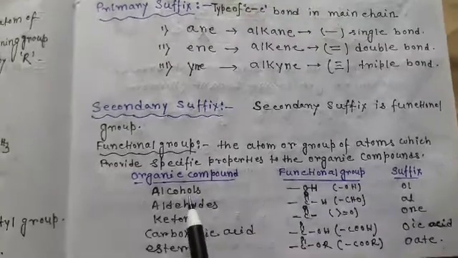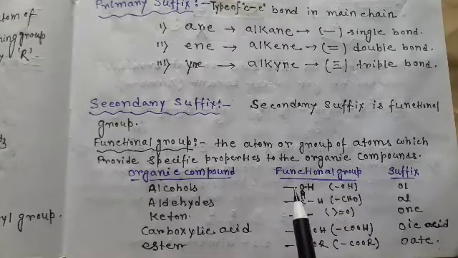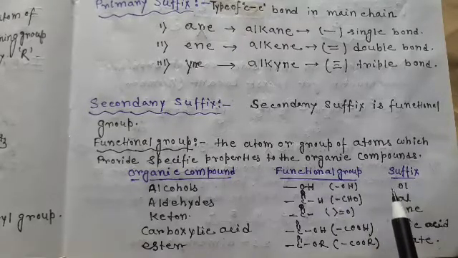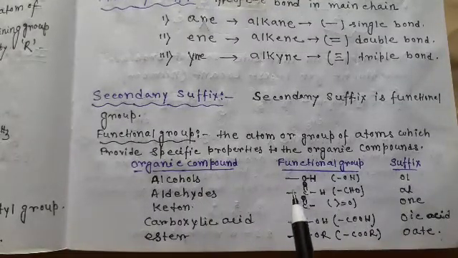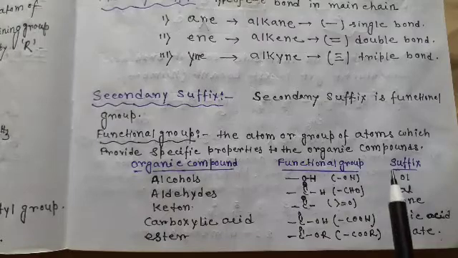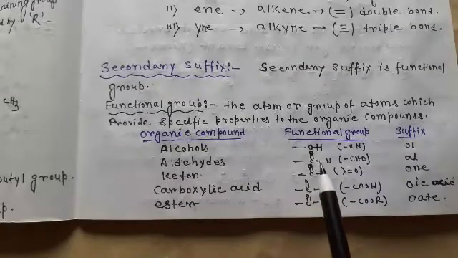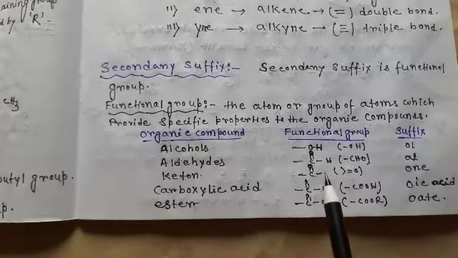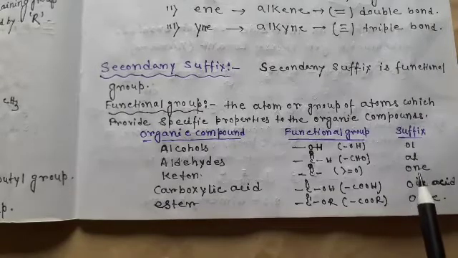For example, for the organic compound alcohol, the functional group formula is OH and the structure is O single bond H, and the suffix is ol, that is the secondary suffix. For aldehyde compounds, the functional group formula is CHO and the structure is C double bond O single bond H, and the suffix is al. For ketone compounds, the functional group formula is C double bond O, the structure is C double bond O, and the suffix is one.